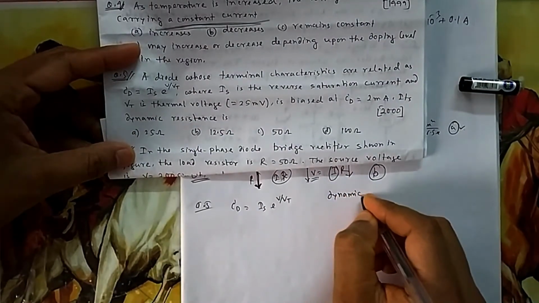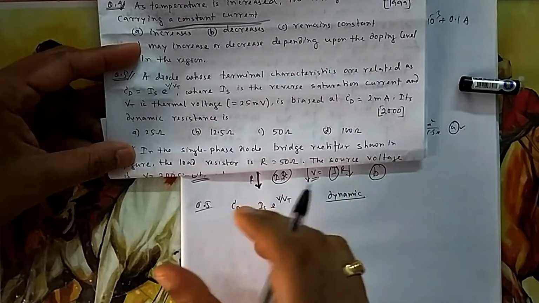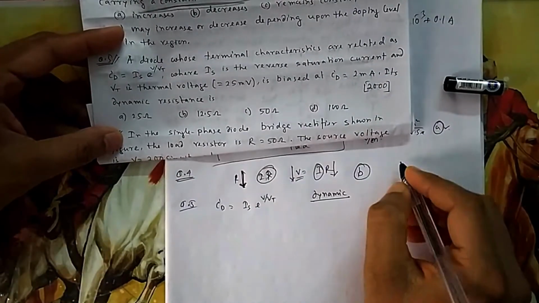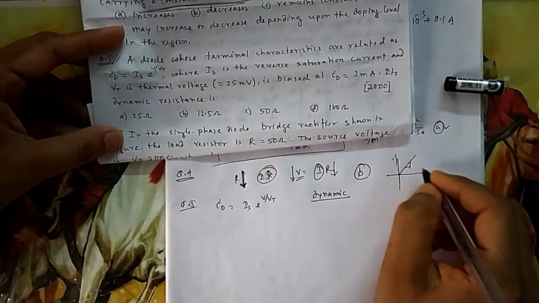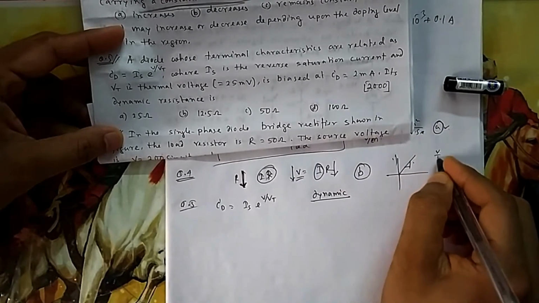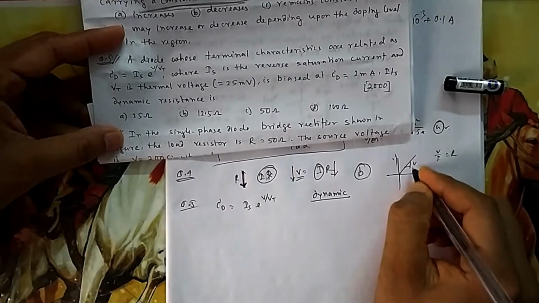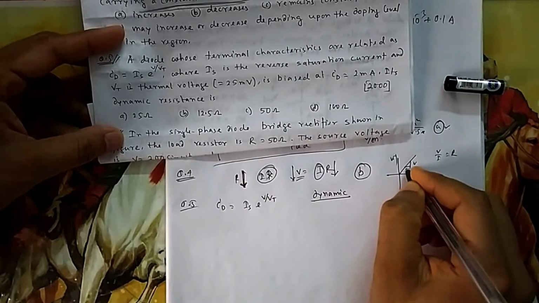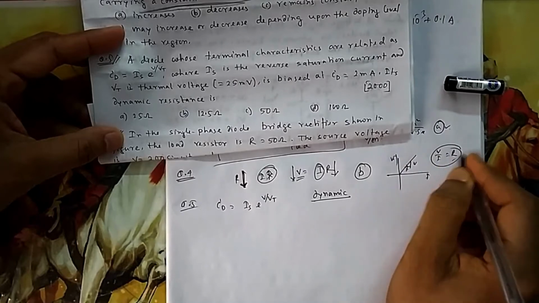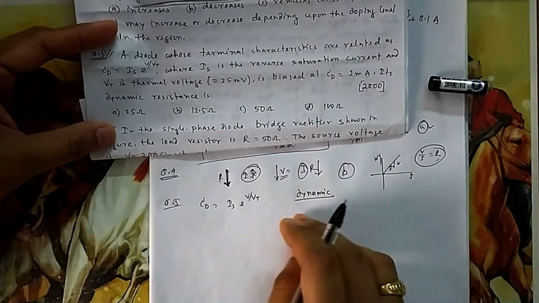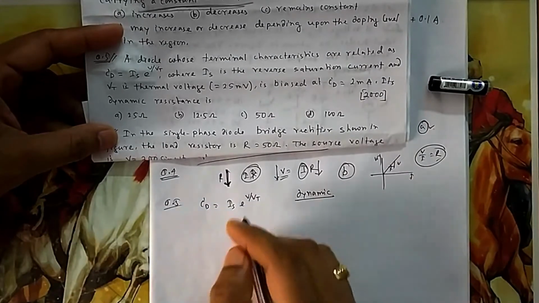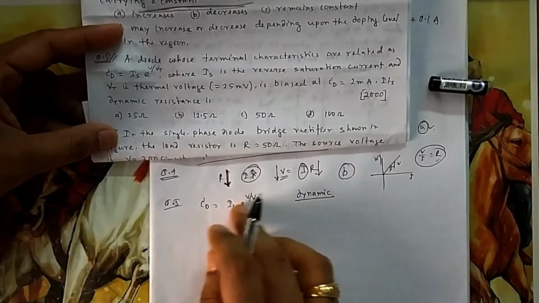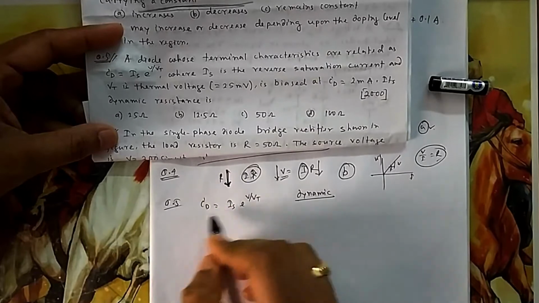So dynamic resistance means when there is no direct relation between V and I. In normal cases, in our relation it was always a linear relation between V and I. If I take V by I is equal to R, so this is the V axis, this is the I axis, this slope always gives me R, and it was called constant in our normal DC circuit. But here in semiconductor physics or in electronic circuits, there is no direct relation. You see there is an exponential relation between these two.